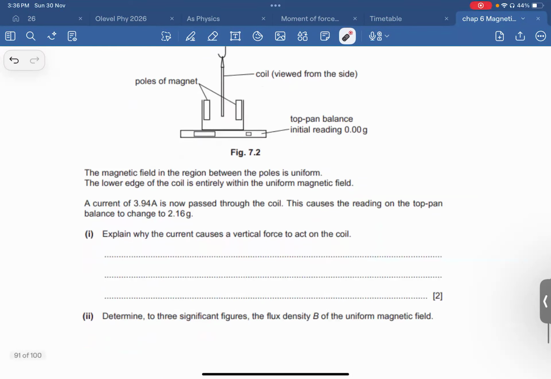Okay, please move on. The magnetic field in the region between the poles is uniform. The lower edge of the coil is entirely within the uniform magnetic field. A current of 3.94 amperes is now passed through the coil. This causes the reading on the top pan balance to change by 2.16 grams. Explain why the current causes a vertical force to act on the coil.